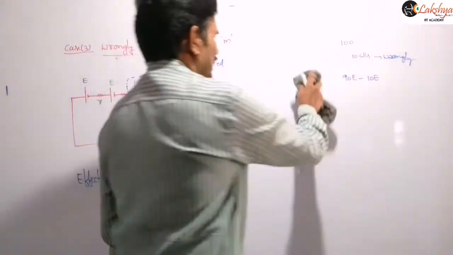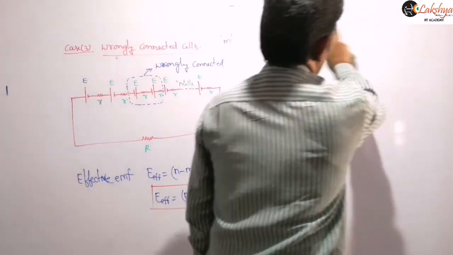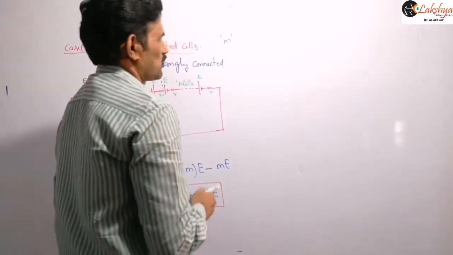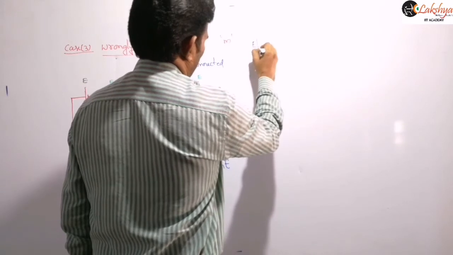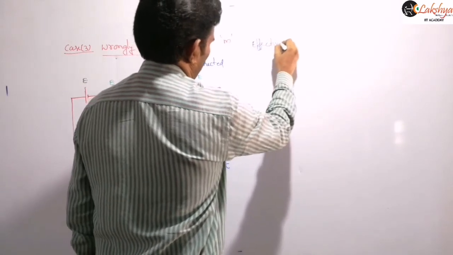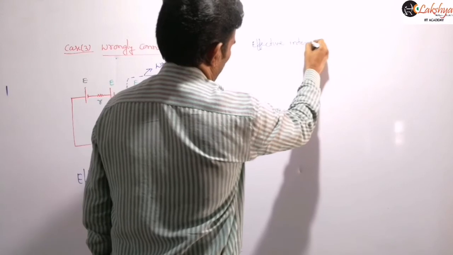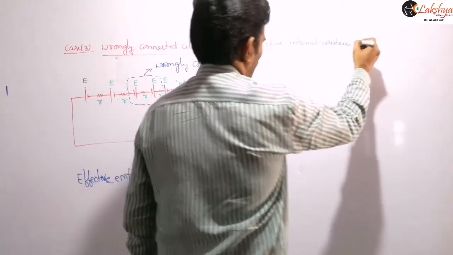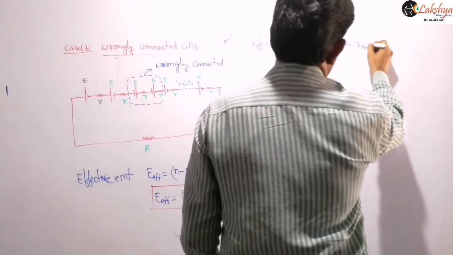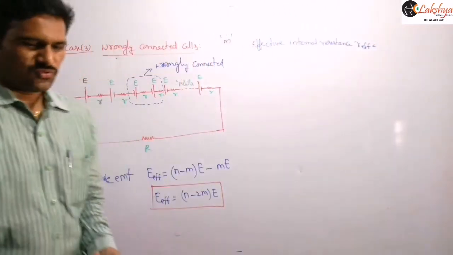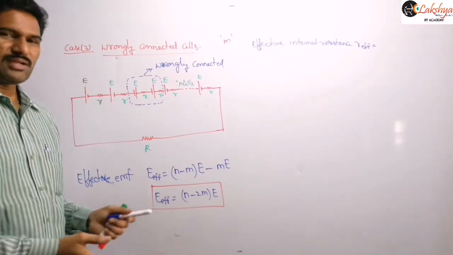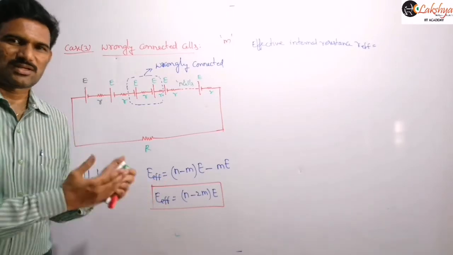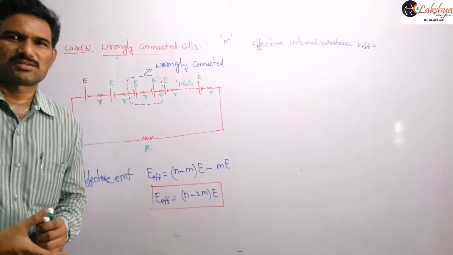Now what about internal resistance? Can you say what will be the effective internal resistance? Effective internal resistance R effective is equal to... So R effective also can we write like this? Correctly connected EMF minus wrongly connected EMF, correctly connected resistance minus wrongly connected resistance.